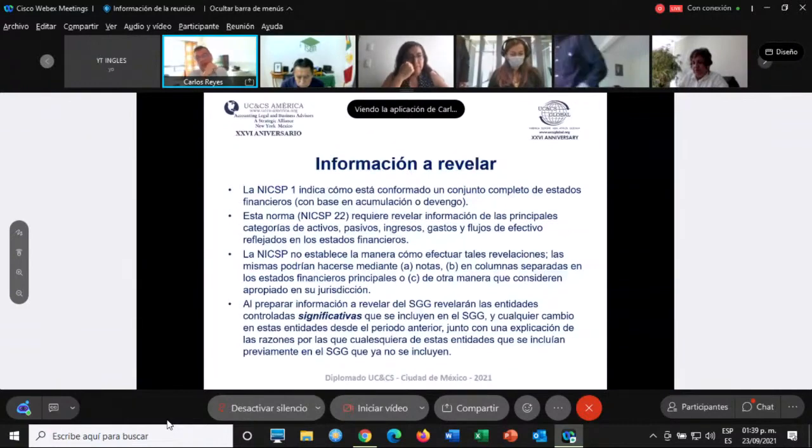As we previously mentioned, the NICSP 1 indicates the full set of financial statements. This is based on accruals, accumulated basis. That's what I mean. Then standard 22 is related with the main categories, liability and expenditure related to the financial statement.